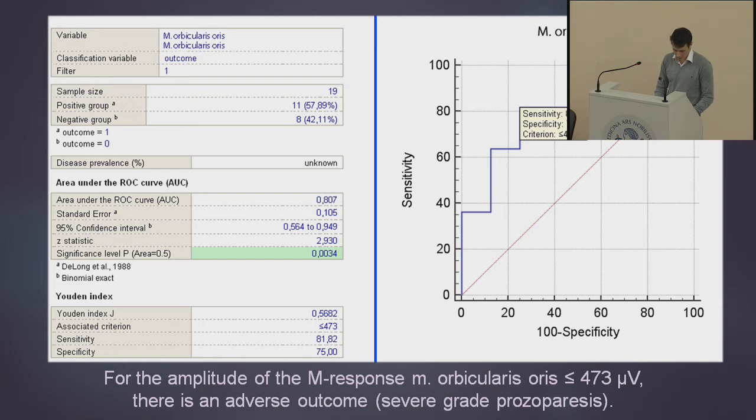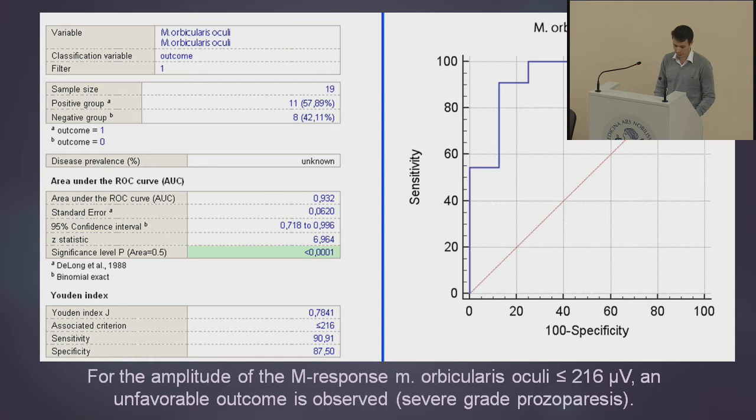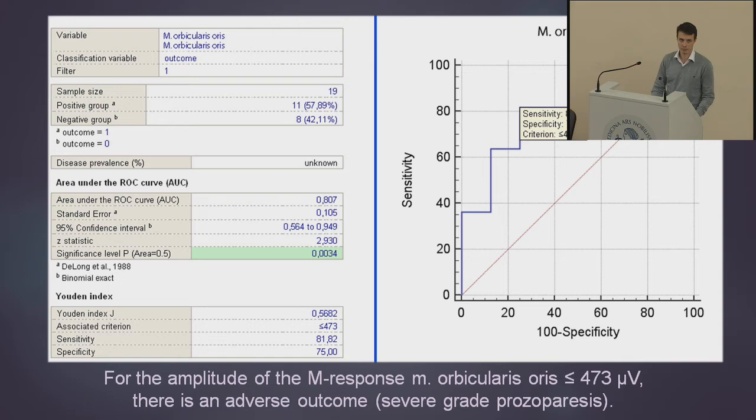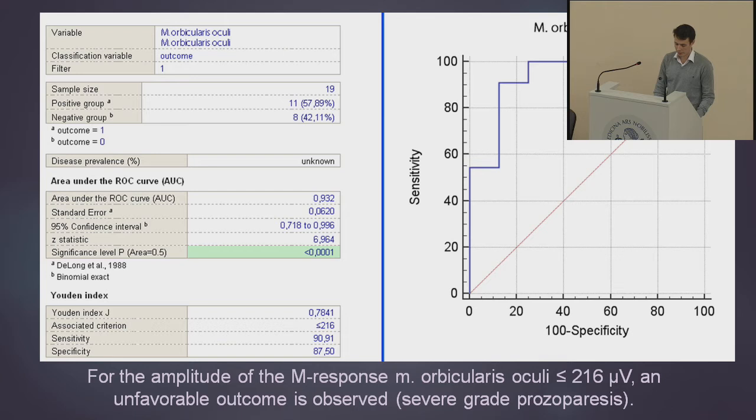And the next one is the ROC curve for the musculus orbicularis oculi, the previous one was for the oris. In our study, the borderline, the cutoff value, was for musculus orbicularis oris on the level of 473 microvolt, and for the oculi 216 microvolt.